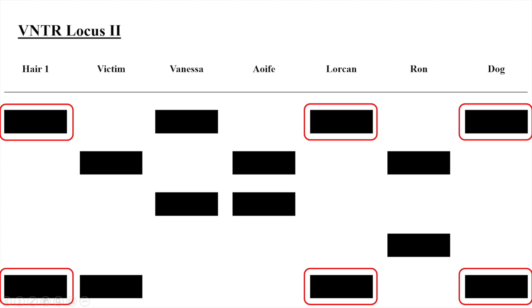This is the second VNTR locus. Again, my brother and I have inherited an allele from each parent confirming our relation. However, the importance of this locus is confirming the DNA identification of the hair. At this locus, both my brother and my dog match exactly.